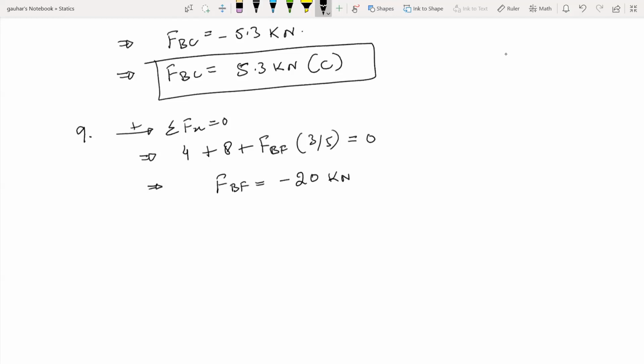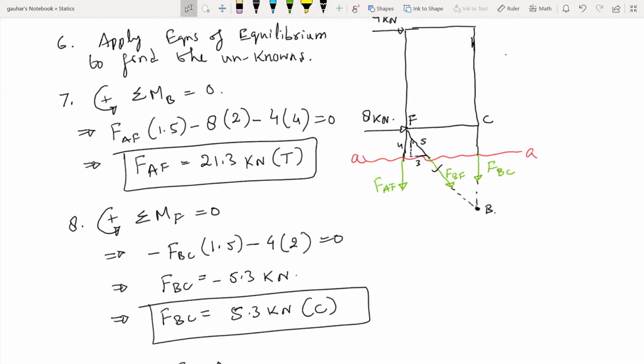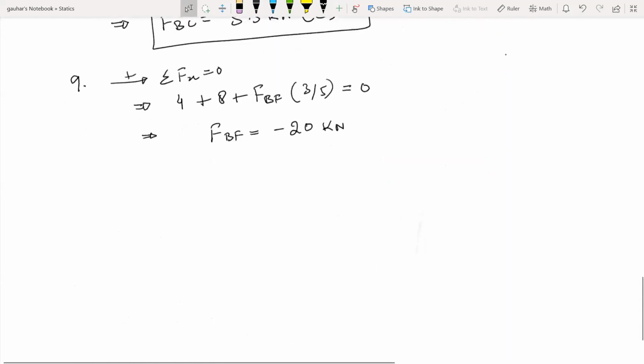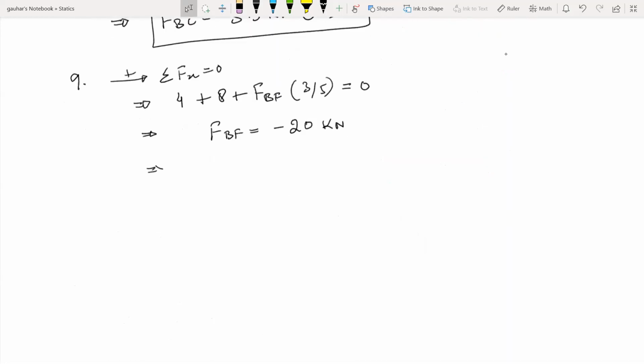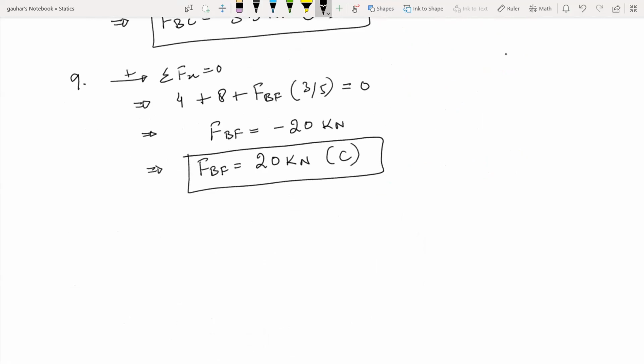So now, if you remember, we assumed tension force here, right? FBF we took as tension force. It came back as a negative number, which means that FBF is not a tension force, it's a compression force, right? So you need to write this big C in brackets with the answer, right? And it's very important to write down this big C or big T to show that either it's a tension force or a compression force in your answers. Otherwise, we may lose points.